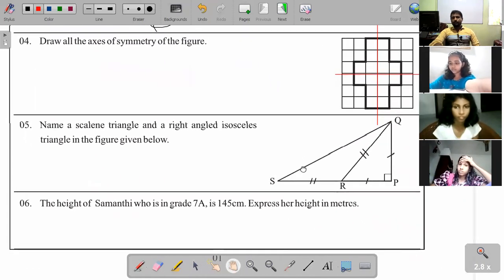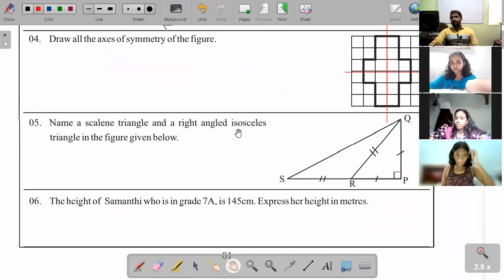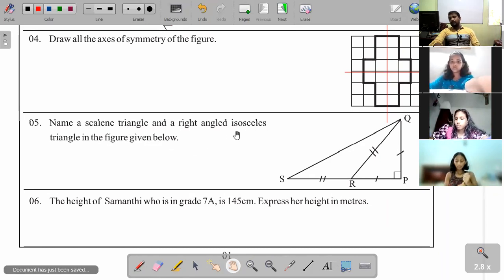Fifth one. Look at the fifth question. Name a scalene triangle and a right-angled isosceles triangle in the figure given below. Name a scalene triangle and right-angled isosceles triangle. Scalene triangle means what?